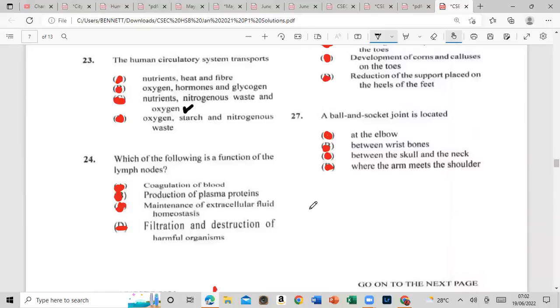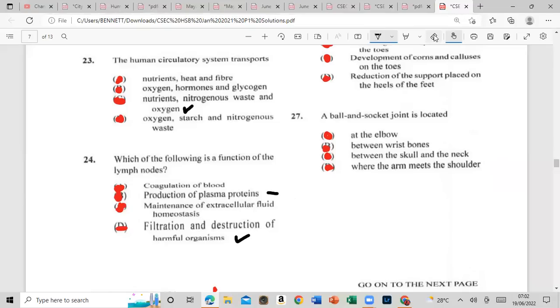I want you guys to remember. Which of the following is a function of the lymph nodes? A, coagulation of the blood. B, production of plasma proteins. C, maintenance of extracellular fluid homeostasis, or D, filtration and destruction of harmful organisms. It's actually filtration and destruction of harmful organisms.